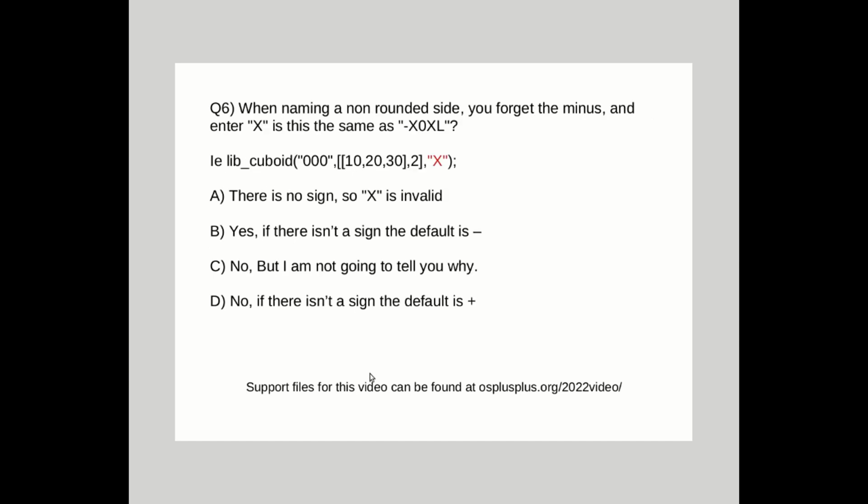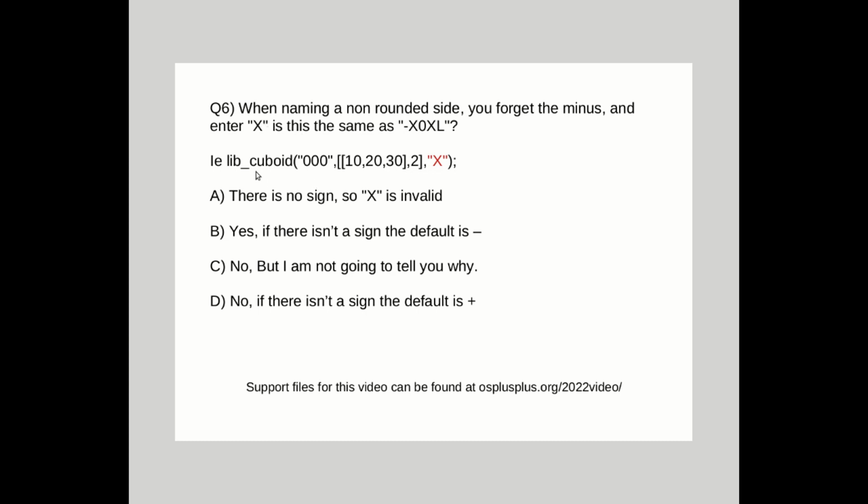Okay, question 6. When naming a non-rounded side, you forget the minus and enter X. Is this the same as minus XO XL? Right, so what I'm saying here is rather than entering a minus, we've actually turned around to the code and said, I want to remove roundedness from a rounded cube. I've just put in X.